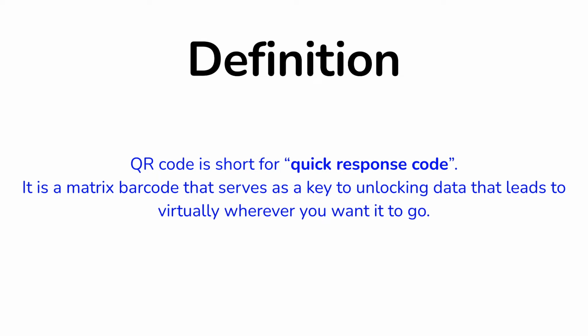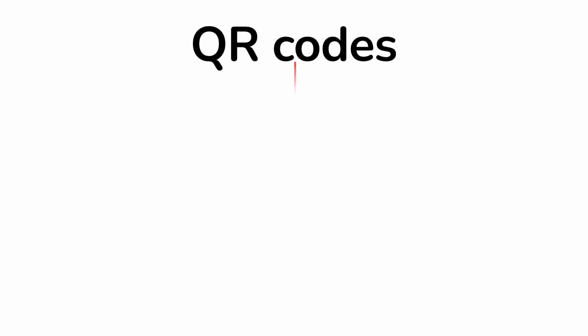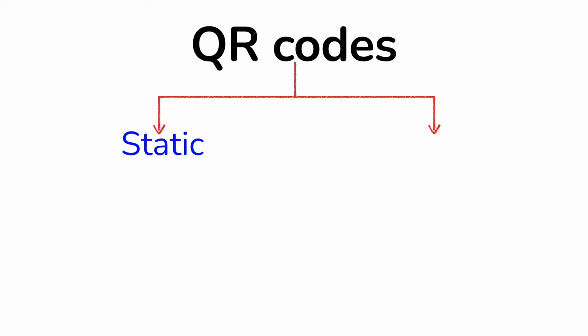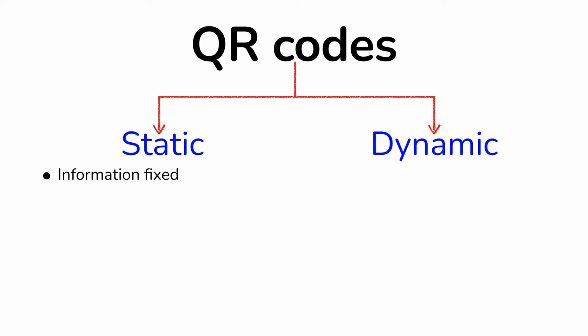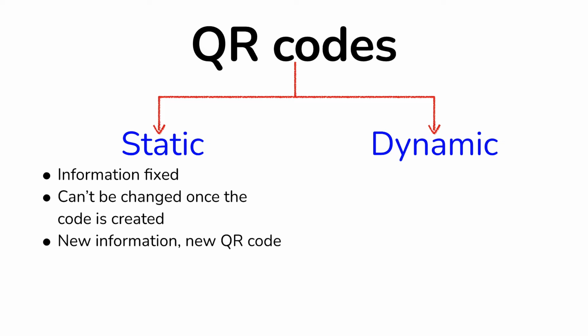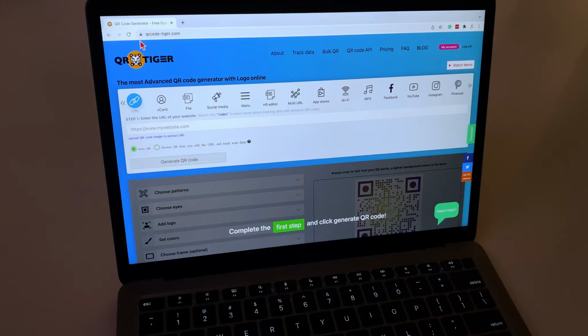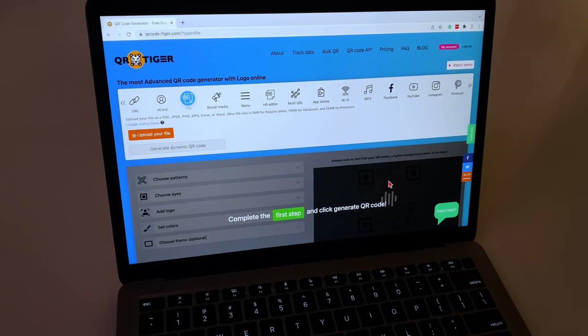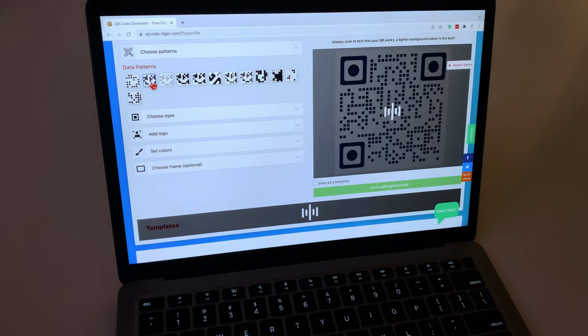QR code is short for Quick Response Code. It is a matrix barcode that serves as a key to unlocking data that leads to virtually anywhere you want it to go. The code that we just created is an example of a static QR code. This is a code whose information is fixed and can't be changed or modified. So if you change your Wi-Fi password, for example, you'll need to create a new QR code for your friends to join your network.